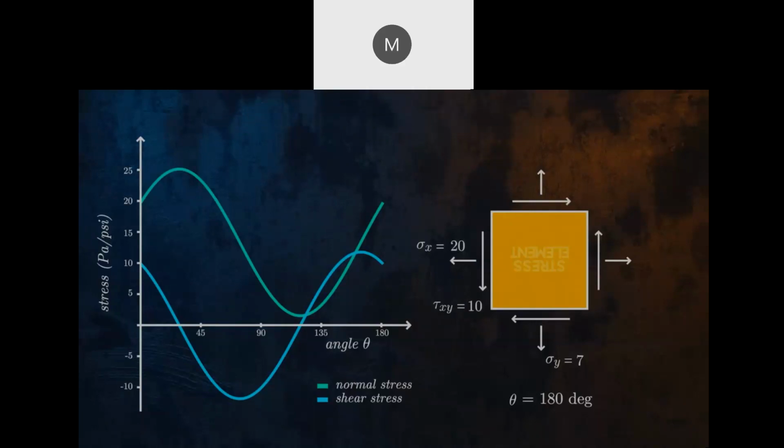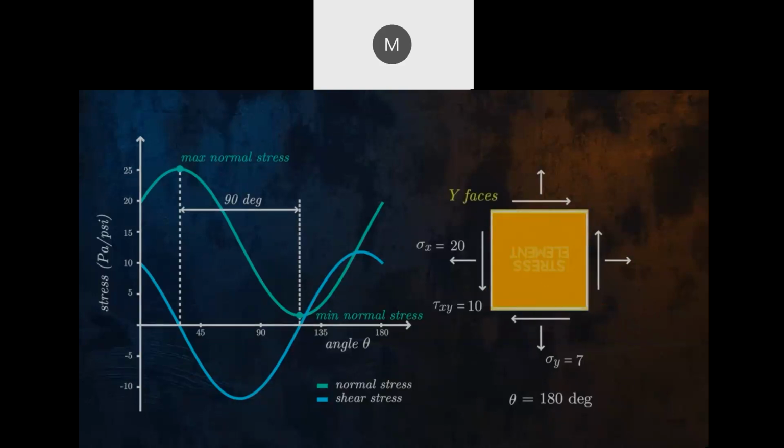We can observe that for certain angles, the normal stress will reach maximum and minimum values, and that these maximum and minimum values are separated by an angle of 90 degrees. This means that when we rotate our stress element such that we have the maximum normal stress on the x face of our element, we always have the minimum normal stress on the y face.